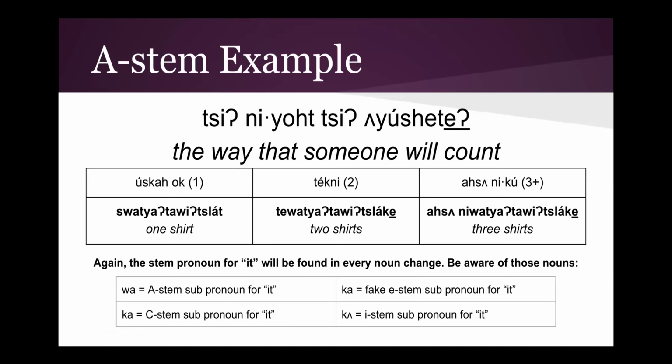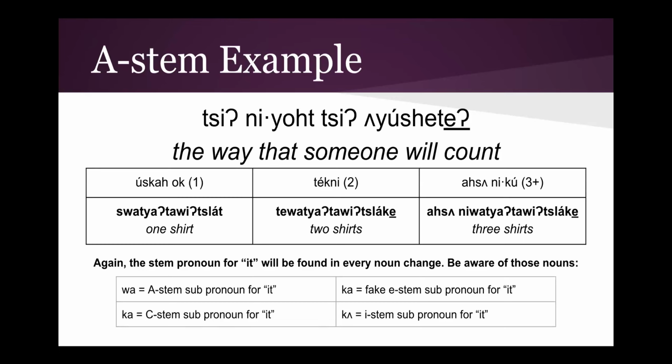Swadja the wheat slut. 1 shirt. De wadja the wheat sluk. De wadja the wheat slugge. 2 shirts. And hasa ni wadja the wheat sluk. Hasa ni wadja the wheat slugge. 3 shirts.